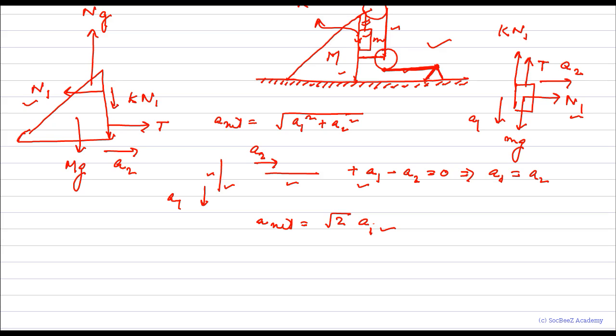Now let us obtain the force equations from the FBD of the wedge. Along the vertical direction there is going to be vertical equilibrium. Along the horizontal direction it is moving with an acceleration of a2. So if I write the force equation along the horizontal direction, I'll write T minus N1 equals capital M into a2, which can be written as a1. So this is, let's say, my first equation.